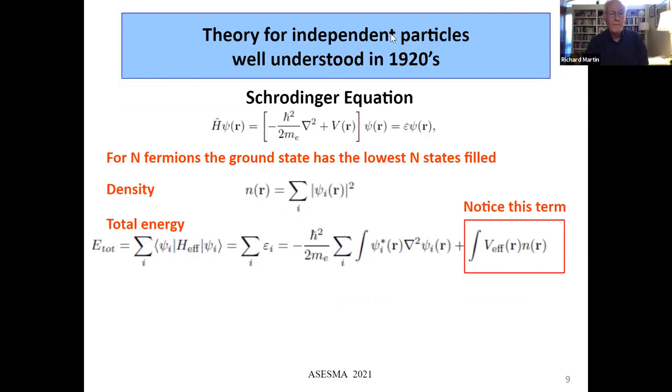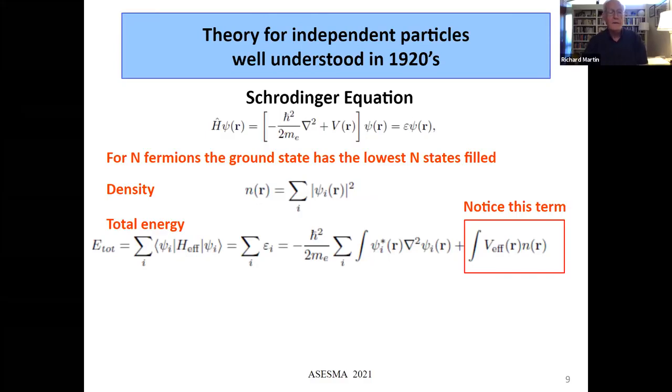Well, let me write down, in order to establish my notation, the independent electron problem, which is just the Schrodinger equation for one particle in three dimensions. If you have many particles, it's the same equation. It's just that if they're fermions, you have to occupy the lowest energy states, with the number of fermions that you have, and the density is just a sum of the occupied states with the wave function squared.